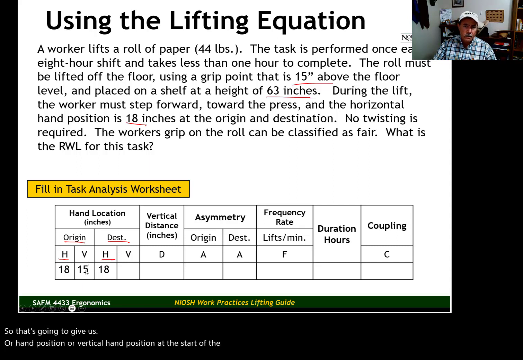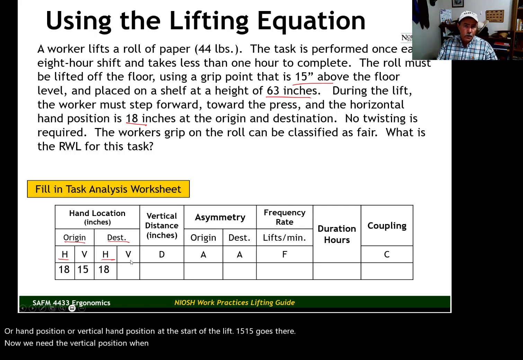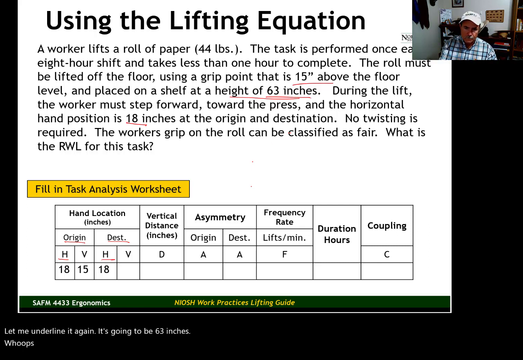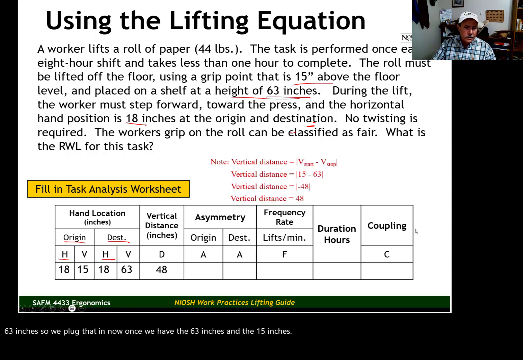15 goes there. Now we need the vertical position when we set down the load, where we're placing the load. I've already got this underlined, but let me underline it again. It's going to be 63 inches. 63 inches. So we plug that in. Now, once we have the 63 inches and the 15 inches, we can use that to calculate our vertical distance of 48 inches. And we'll use that in the formula.